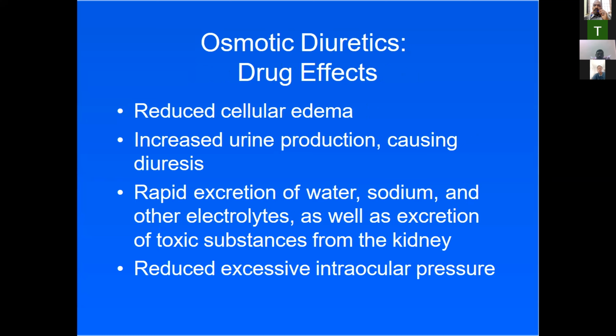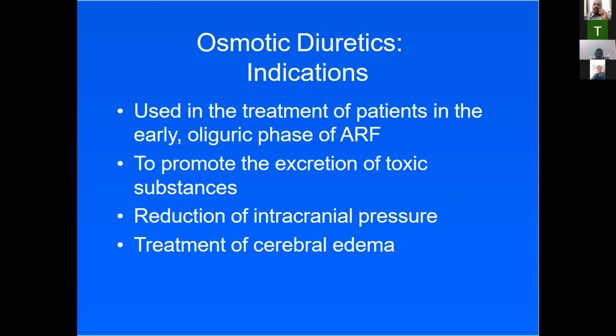It produces reduced cellular edema because of the use of mannitol, and increased urine production is also there, which causes diuresis and rapid excretion of water, sodium, and other electrolytes, as well as excretion of toxic substances in the kidney. Reduced excessive intraocular pressure in the eyes is also seen when we use mannitol, which is an osmotic diuretic. Next slide, sir.